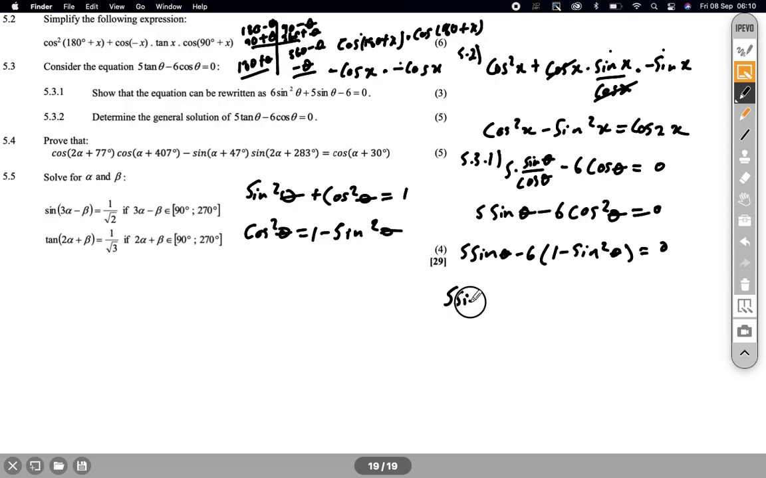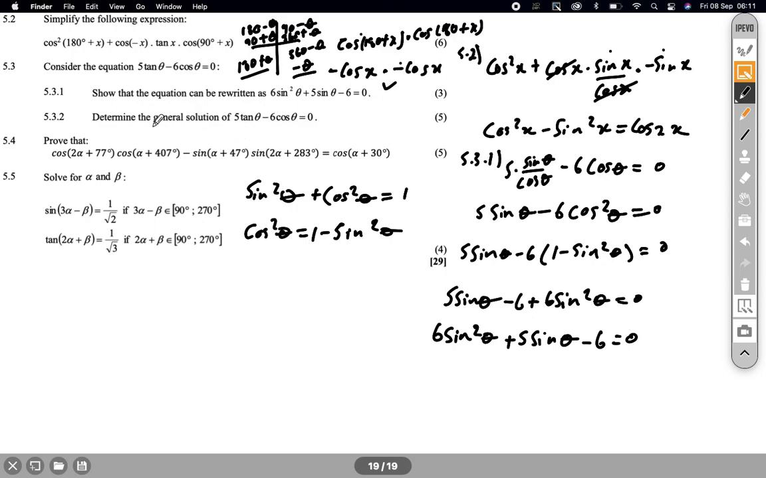So 5 sine theta minus, so this 6 is going to multiply with the 1. So you're going to have negative 6. Remember, there's a negative here. Now negative 6 times negative sine squared. The negative signs are going to cancel out, and you're going to have positive 6 sine squared theta. Now let's check. We have everything that they want, so let's rewrite it in the right order. So we're going to have 6 sine squared theta plus 5 sine theta minus 6 equals 0. There we have what they want.